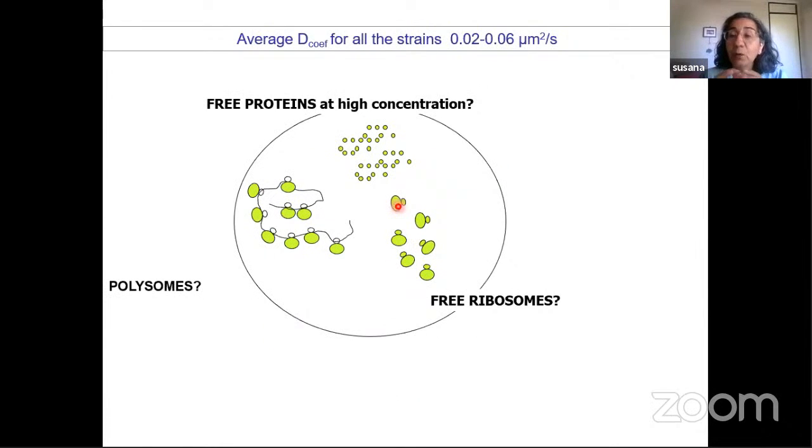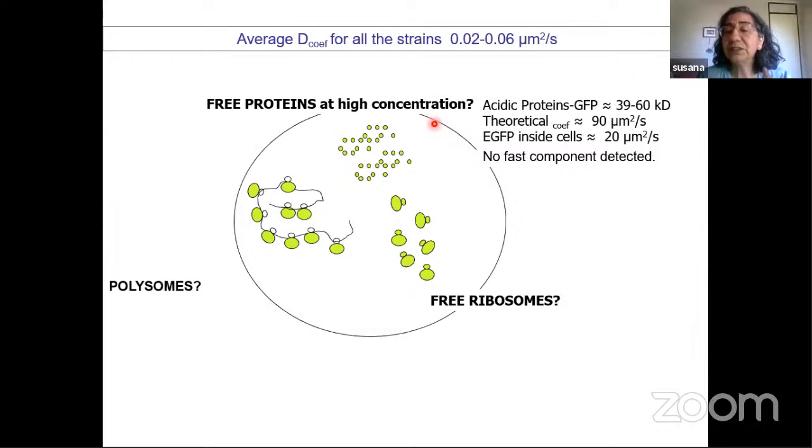So what are the things that can be moving inside the yeast? And can we find out where we're looking? Can we refine this conclusion about what we are looking at inside? So we can have free protein at high concentration, right? Because we also have the G0 pretty low. So then what happened with the free protein?